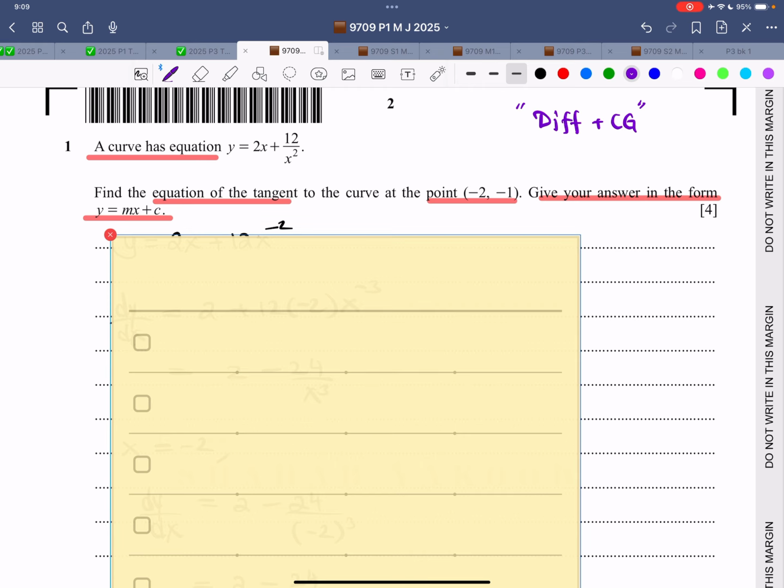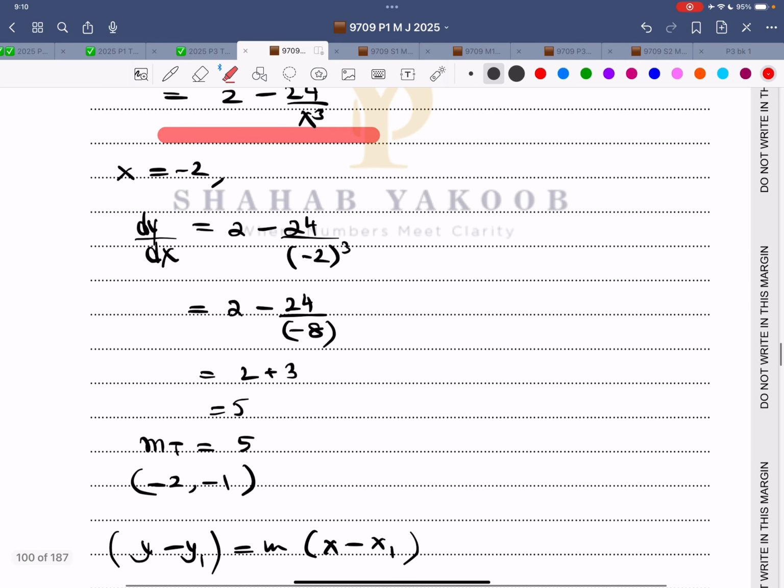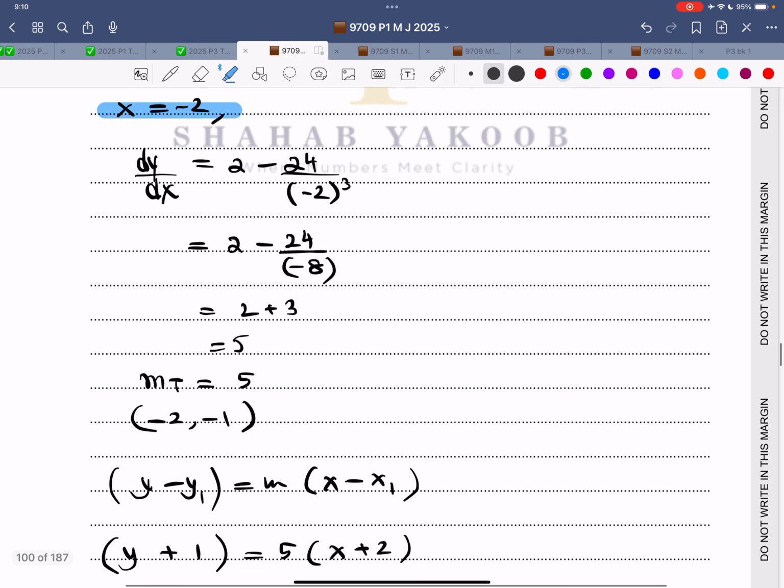So let me remove this thing. First of all, show the differentiation. When you show the differentiation, y is becoming dy by dx, 2x becoming 2, and this after differentiation becomes this. Make sure to simplify it first. Once you simplify, then you plug in the value x is equals to 2. Again, you find the value of dy by dx, that is 5.